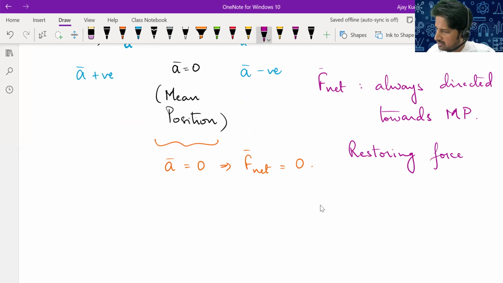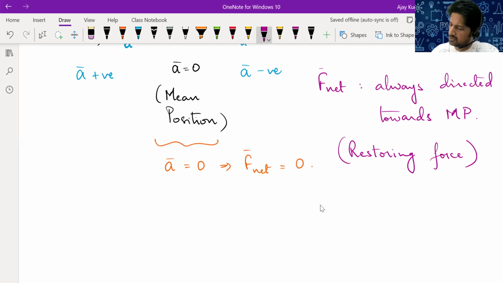The force is trying to restore that position. It wants to bring the object back to that position and keep it there. So we call it a restoring force. Every oscillating system will have a restoring force or multiple restoring forces acting on it. Without that, oscillation is not possible. There should be some force trying to bring the object back to the mean position. Only then is oscillation possible.